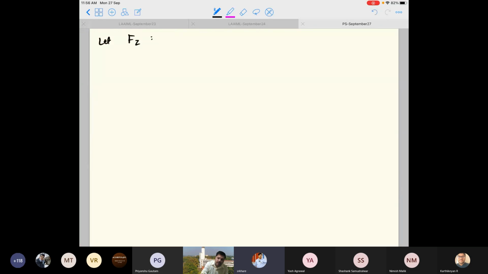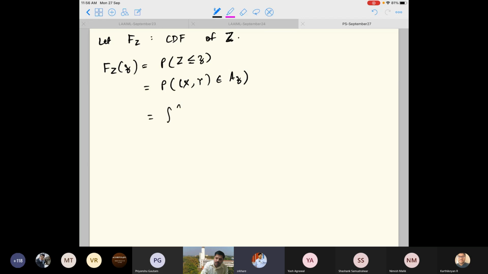let capital F_Z be the cumulative distribution function of Z. Then F_Z of z is equal to the probability that Z is less than or equal to z, which is the same as the probability of the random vector xy belonging to this set A_z, which is nothing but the integral over A_z of f of xy dx dy. Is this calculation clear to all of you?